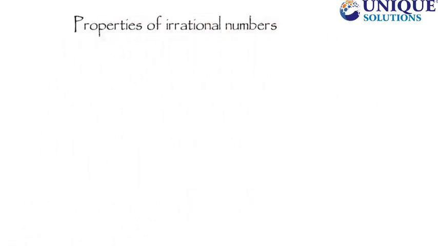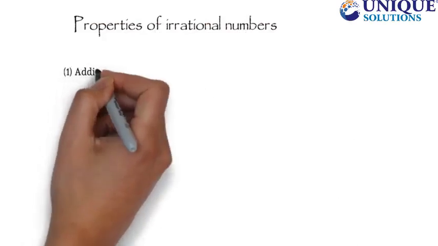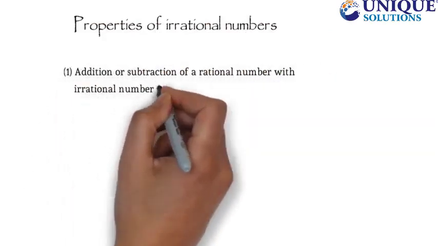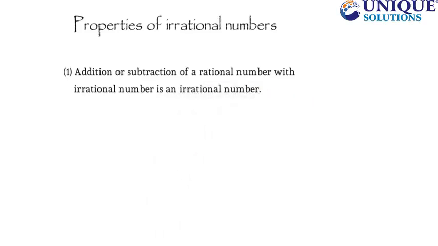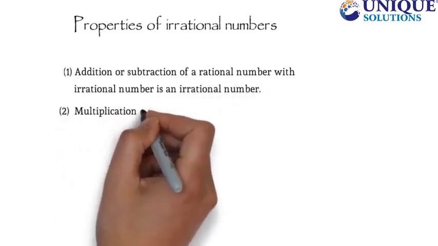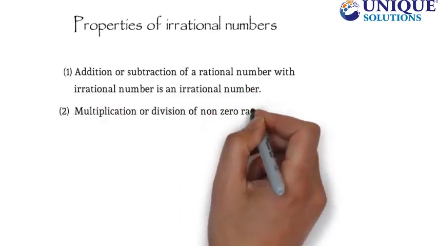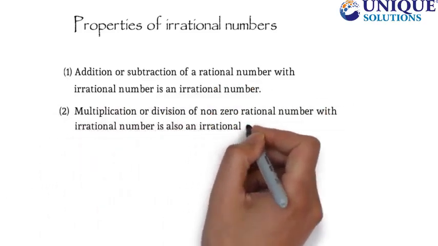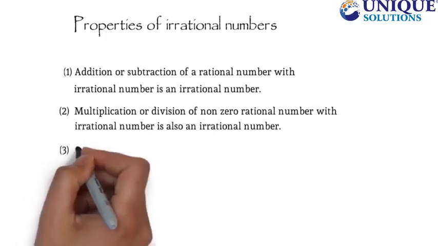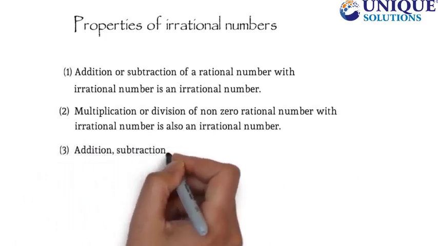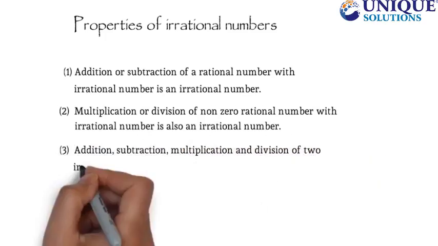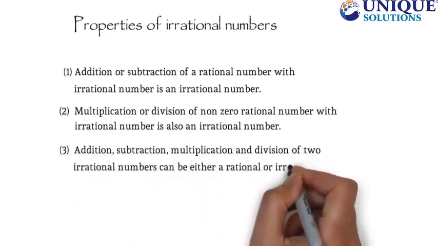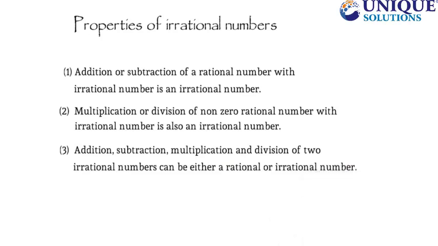Properties of irrational numbers. Addition or subtraction of a rational number with an irrational number is an irrational number. Multiplication or division of a non-zero rational number with an irrational number is also an irrational number. Addition, subtraction, multiplication and division of two irrational numbers can be either a rational or an irrational number.